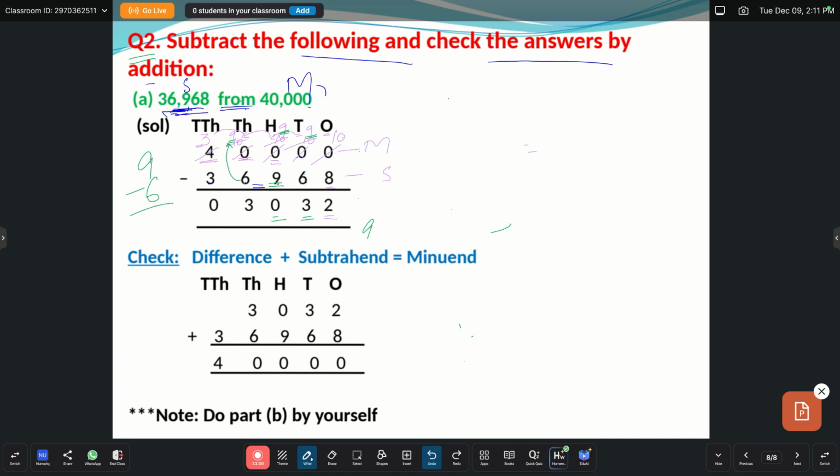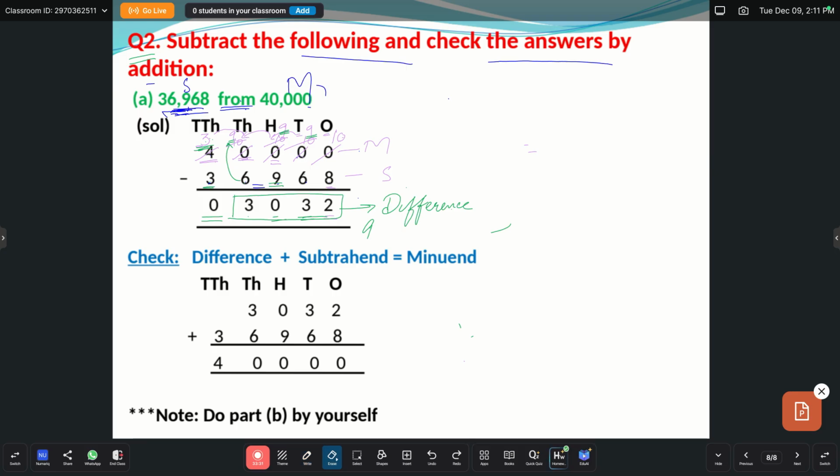Okay. So now we will move to the 10,000s column. Here, beta, we are left with only 3 10,000s. How many 10,000s are here? 3. Now here we have to subtract this 3 from this 3. What is 3 minus 3, beta? It is 0. So our difference is 3032. What is our difference, boys?